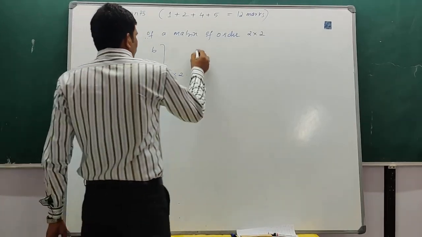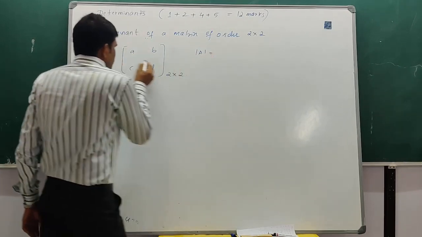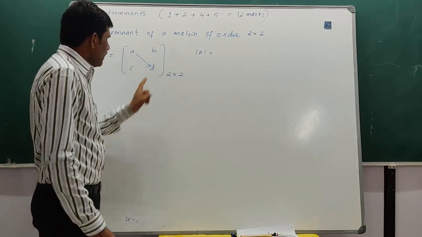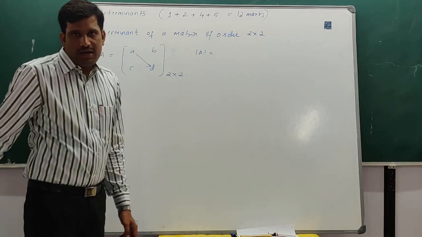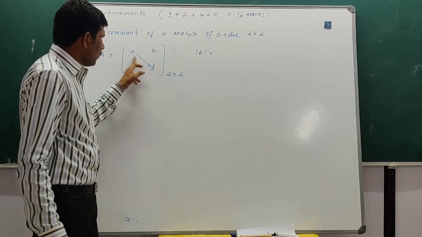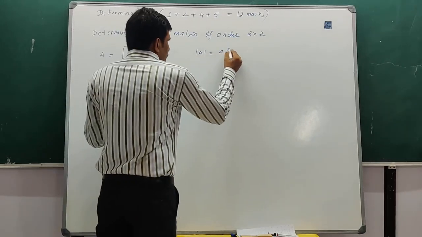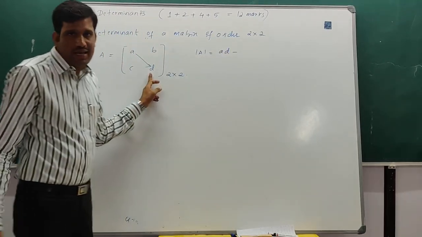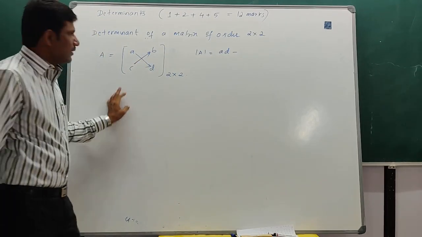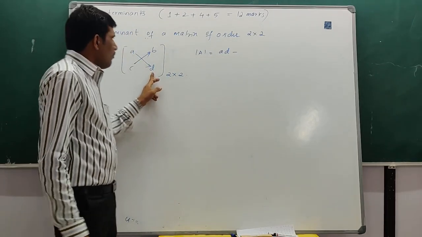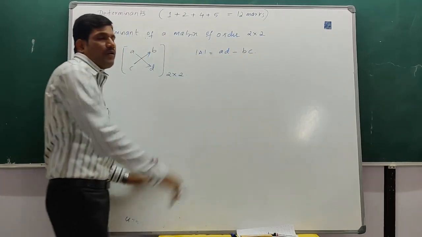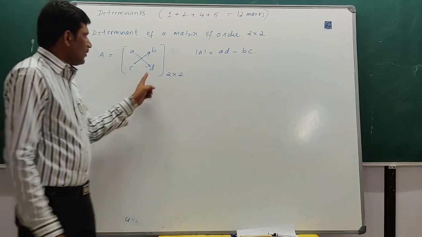What is the determinant of A? First we have to multiply the elements in the principal diagonal. This is the principal diagonal and this is the secondary diagonal. First we multiply these two elements, so determinant of A equals a into d. Next we put a minus sign and multiply the elements in the secondary diagonal, that is c into b or b into c. So this is the determinant value of order 2 cross 2.